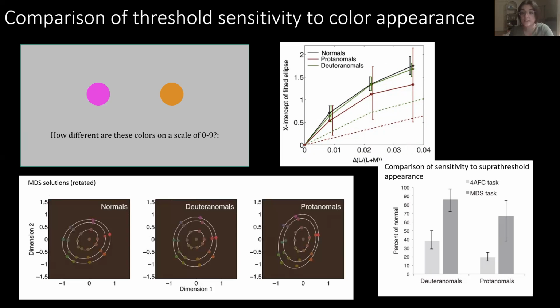But one explanation that our study didn't really rule out is this idea of a cognitive compensation instead of a neural compensation like I've been describing so far. So for example, individuals might just learn to report that reds and greens are more different from one another based on experience.